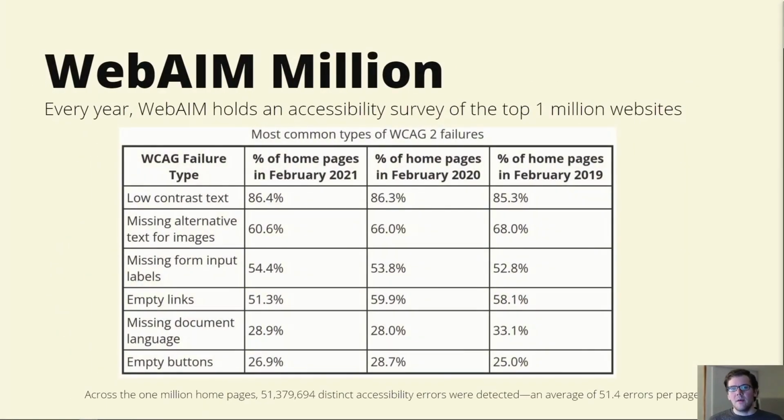Every year, WebAIM holds an accessibility survey of the top 1 million websites. In this table, it shows some of the top errors that they found using their automated tool. You can see that year over year, there are pretty consistent numbers. There are always a lot of errors.